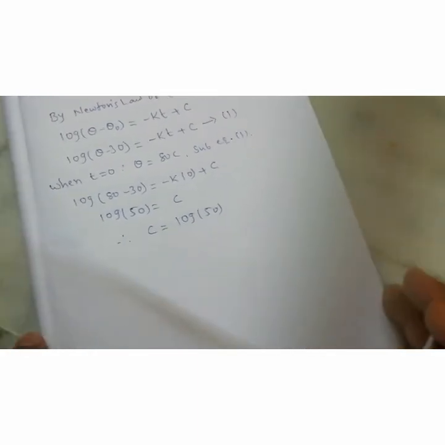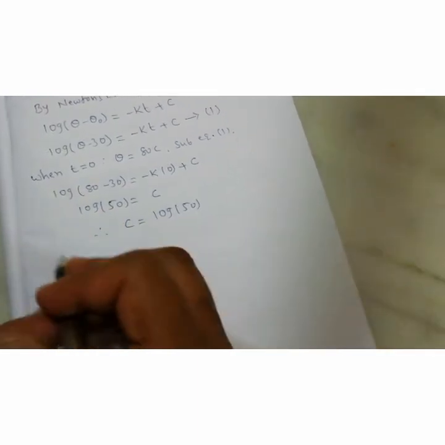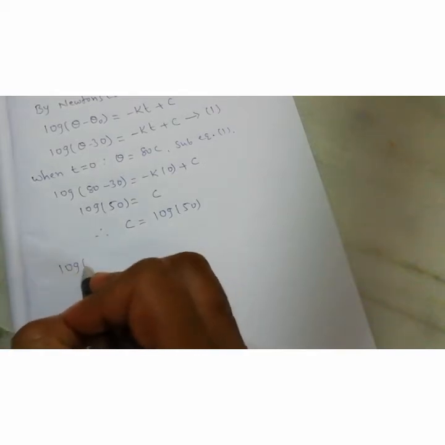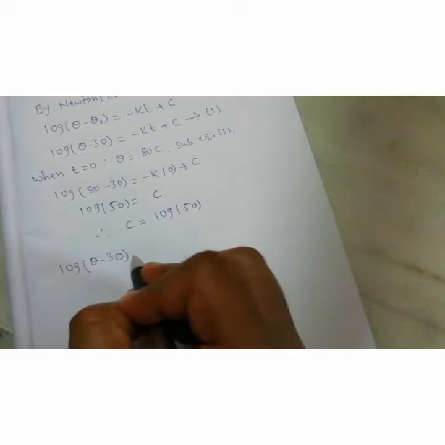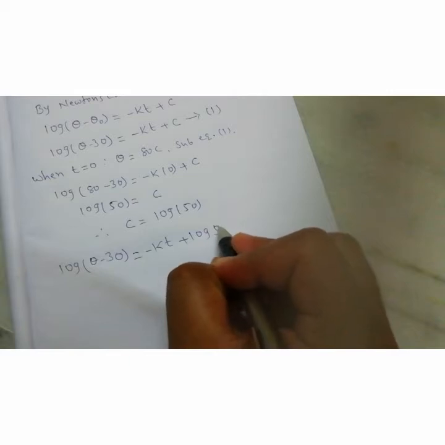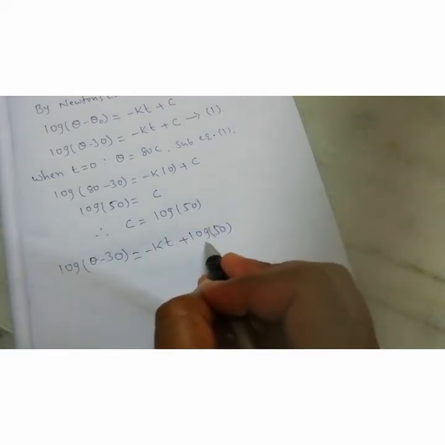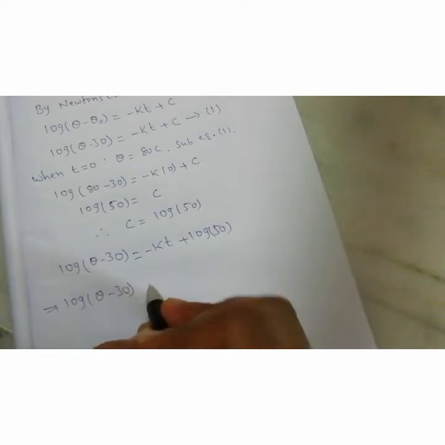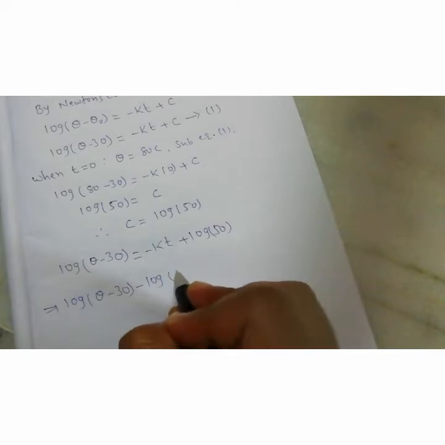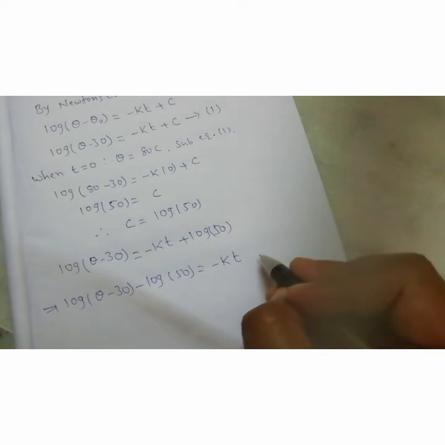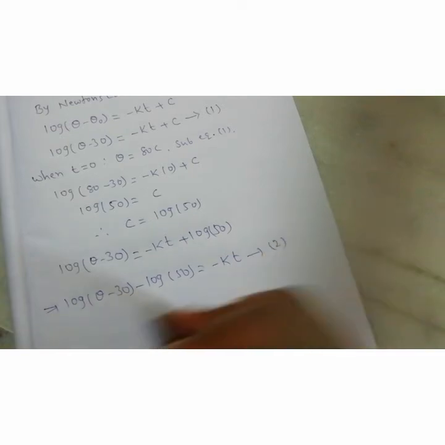Now I substitute the c value in equation 1. So we get log of theta minus 30 equals minus kt plus log 50. Now I bring this log 50 to the left side. Then we get log of theta minus 30 minus log 50 equals minus k into t. For our convenience, I will take this as equation 2.